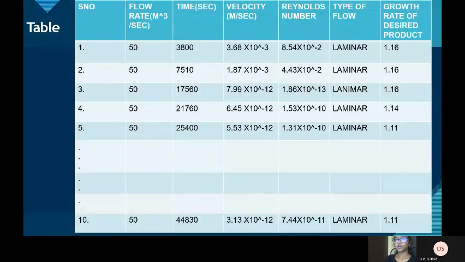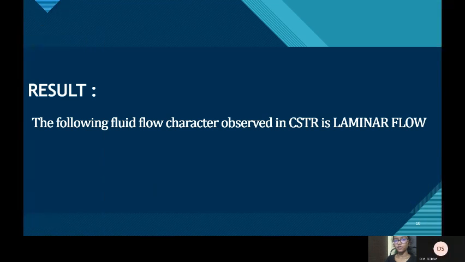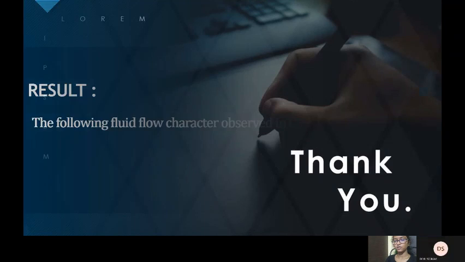Here is a table for calculating the NRe. Result. The fluid flow character observed in the CSTR system is laminar flow.